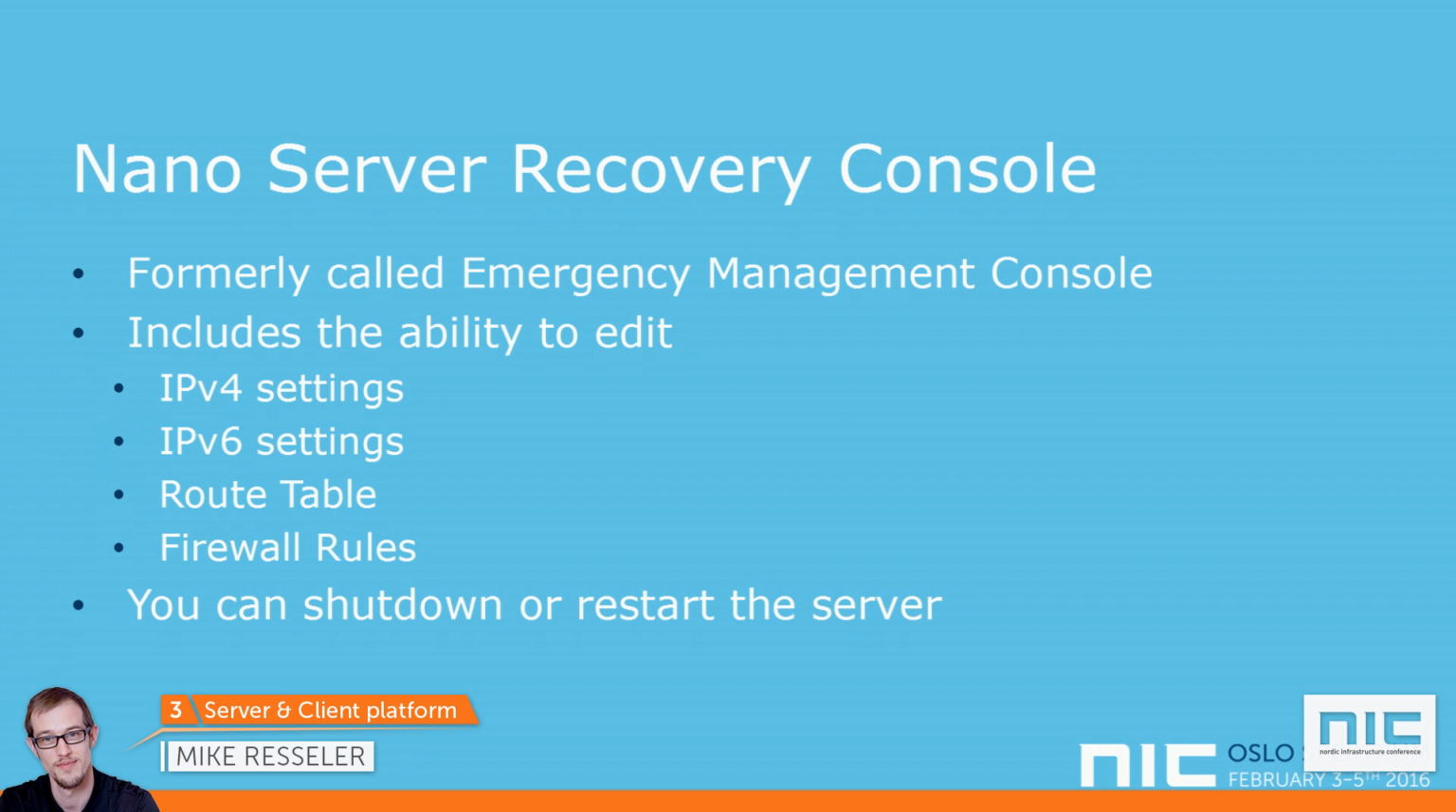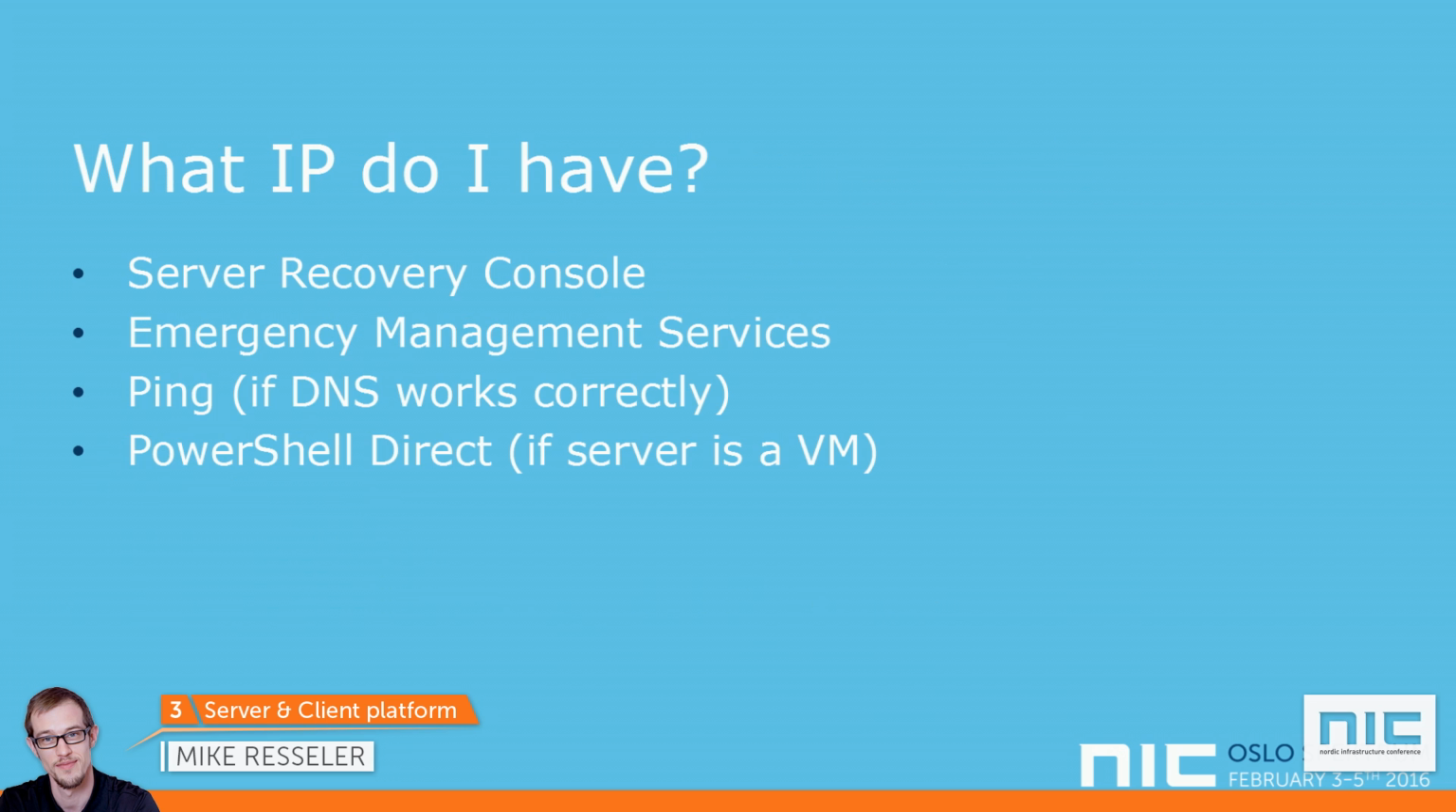Now, the Nano Server Recovery Console in TP3, if you've been playing with that, was called the Emergency Management Console. The developers had to change that name. Any idea why? Just look at the Emergency Management Console, make it an acronym, and you'll realize it's a certain company, which is now called Dell, so they still would be able to use it. And then it gives you that, as I said, IPv4, IPv6 route. You can actually put routing rules in there as well, and firewall rules, and shut down or restart the server.